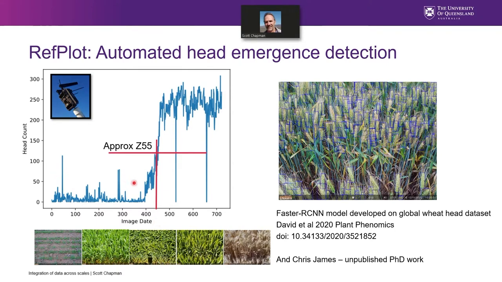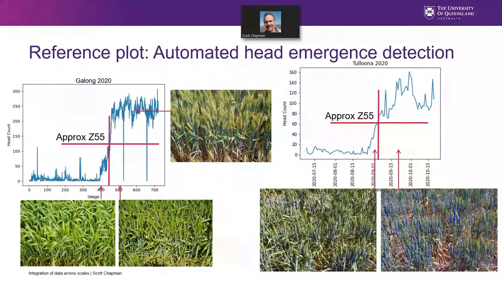And you can see we get some spurious results, but if we were able to estimate the trend in this data, we'd be able to see pretty well when that Zadoks 55 is coming up. And that would help people plan visits to the field. And here's some examples for a couple of other sites, and it works pretty well.